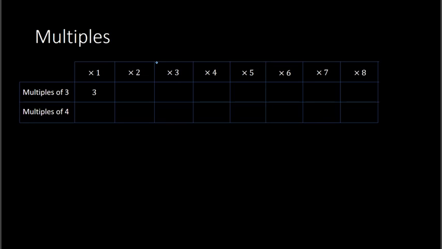So if I fill in this table, I'm going to get 3 times 1 equaling 3, 3 times 2 is 6, 3 times 3 is 9, and etc. The multiples of 4 mean that I multiply 4 by the natural numbers 1, 2, 3, 4, etc. So the multiples of 4 would be 4, 8, 12, 16, 20, 24, 28, and 32. And that would keep going, by the way. Both of these would keep going forever.